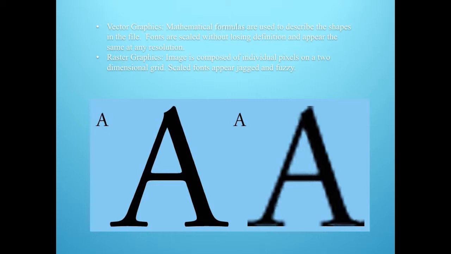But raster graphics, the image is composed of individual pixels on a two-dimensional grid. The scaled fonts appear jagged and fuzzy, and you can see that happening here because this is a raster graphic on the right, and when you zoom in, the anti-aliasing makes it look fuzzy, and the fact that it's made out of boxes, little dots that are square, and that is what rasters are, makes it look very uneven. It's unattractive.